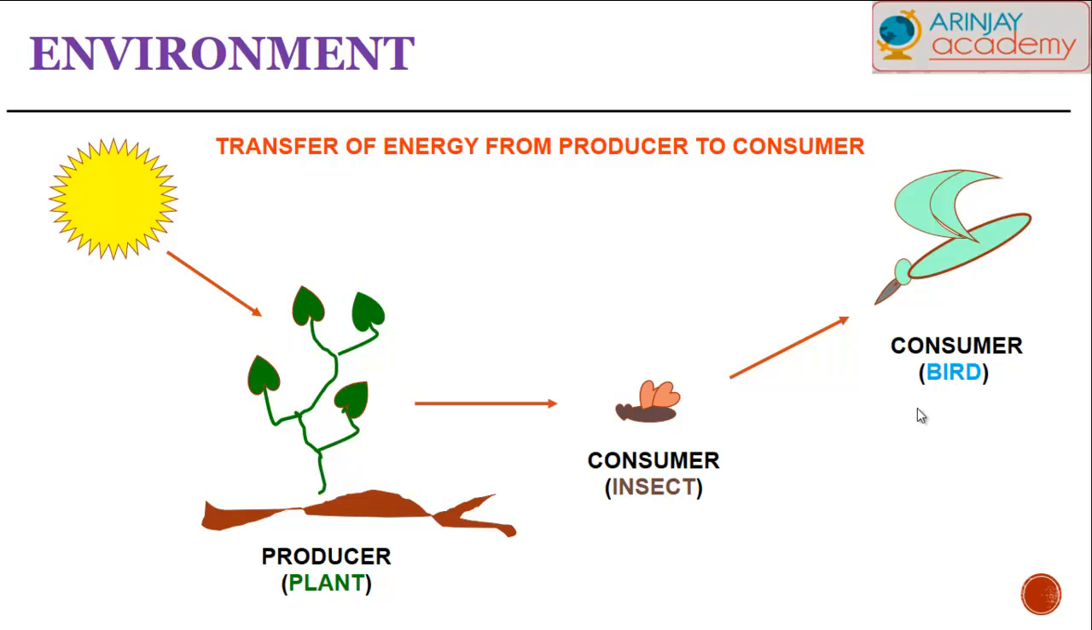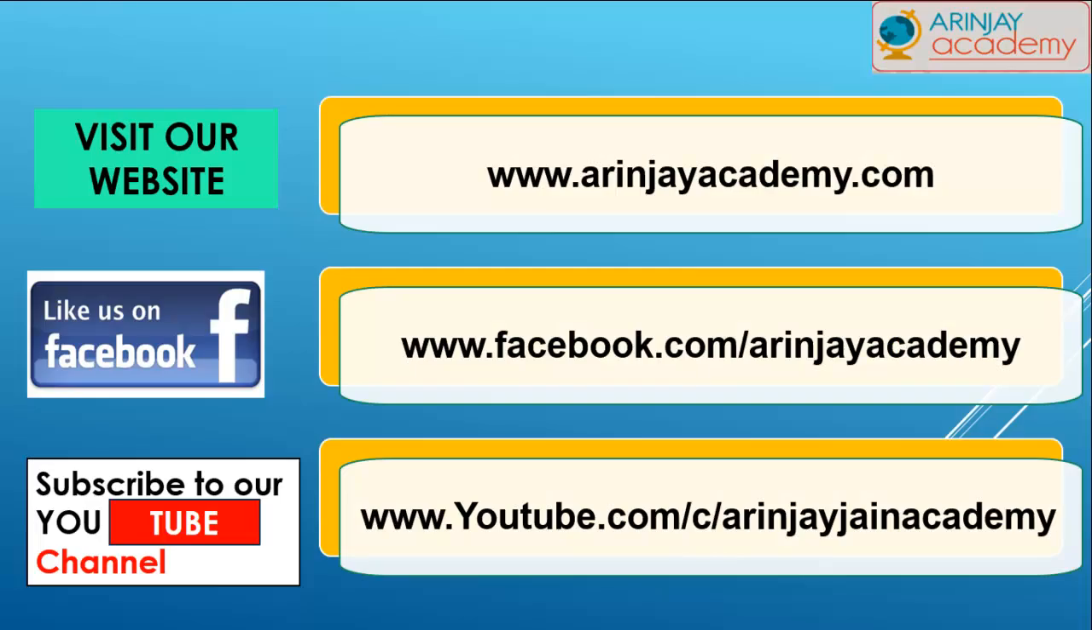This small diagram or drawing shows how solar energy is trapped by the plant, which produces chemical energy. It is consumed by the insect, which is a primary consumer, and then you have a secondary consumer, which is the bird, which consumes the insect. So there is a transfer of energy taking place all through these three organisms.